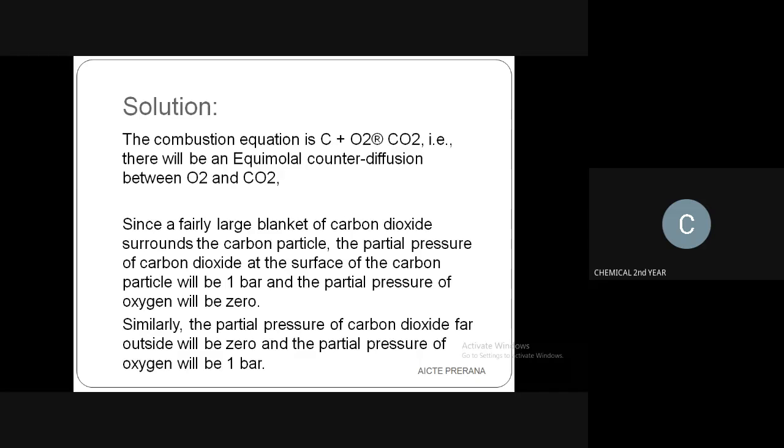Similarly, the partial pressure of carbon dioxide for outside will be 0 and the partial pressure of oxygen will be 1 bar. The reverse. For inside and outside, they have given us partial pressures. Then from this, we have an equation for finding out the diffusivity.